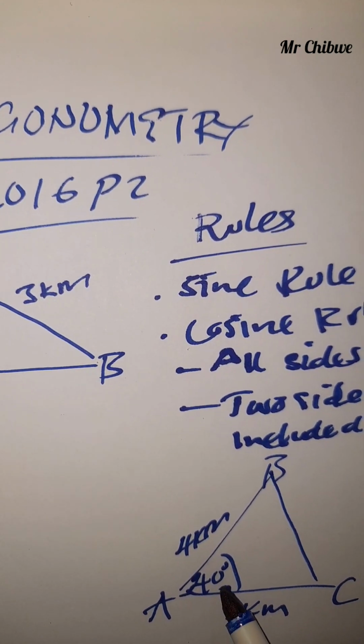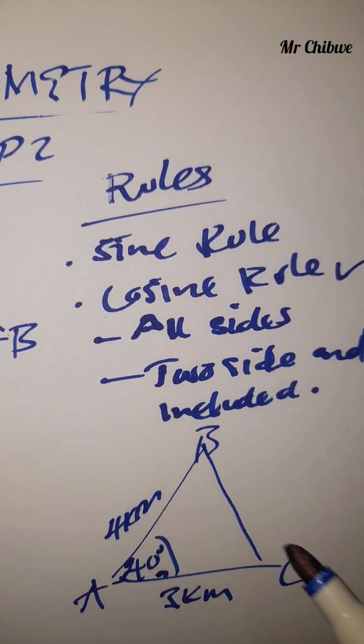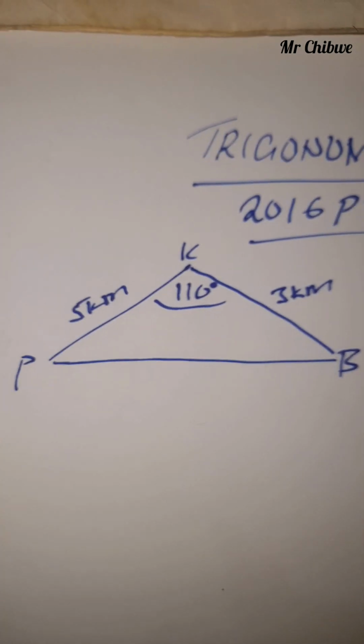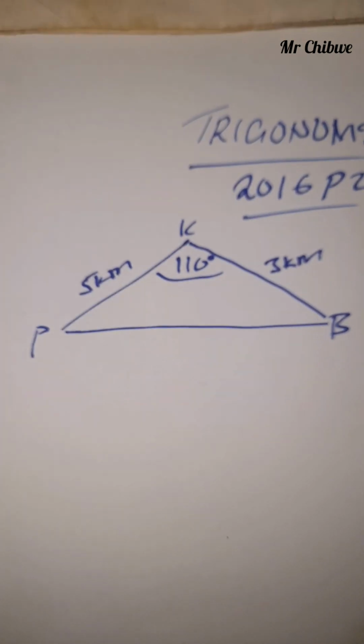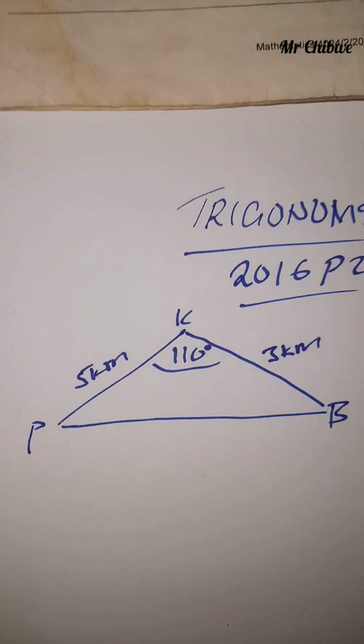If you have the angle here, a side here and the other side here, we can't use the cosine rule, but we use the other rule, which is the sine rule. Let's get back to this question.